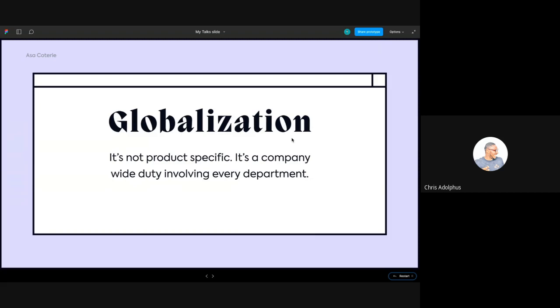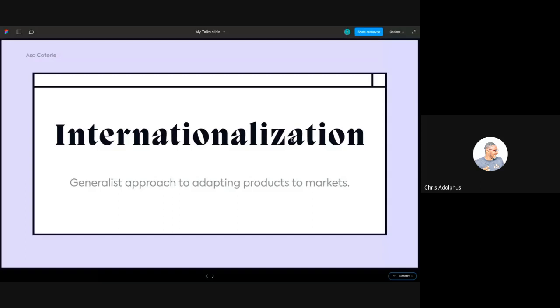Moving on from globalization and going into internationalization. This is awfully long. So in one word, I see internationalization as a generalist approach to adapting products to different markets. So what do I mean by this? When you talk about internationalization, you don't specifically look at one particular market. You are looking at how people all over the world can access our products. We're not going neck deep into a particular market, country, or demography of users. We want to just make sure that our product is easy to access wherever people are in the world.